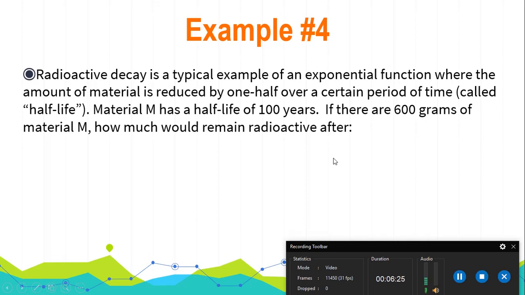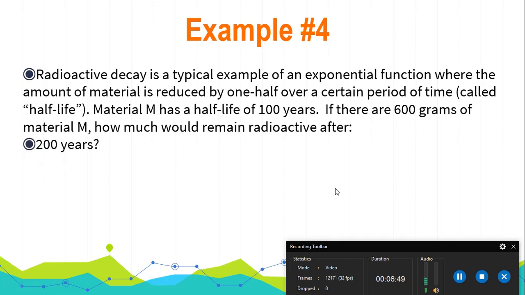In example 4, we have radioactive decay, which is a typical example of an exponential function where the amount of material is reduced by 1/2 over a certain period of time, and they call this a half-life. Material M has a half-life of 100 years. There are 600 grams of material M. How much would remain radioactive after 200 years?